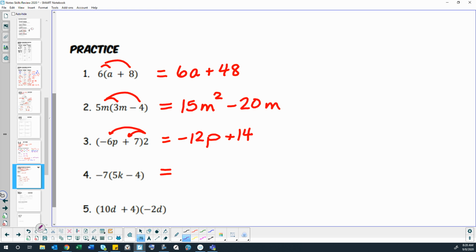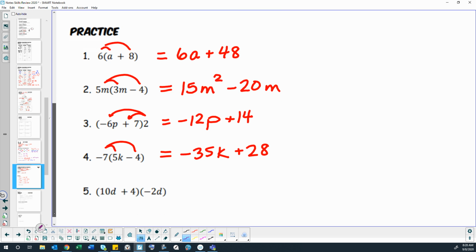Okay, let's check this one. So negative 7 times 5k and times negative 4. So that gives us a negative 35k and a positive 28. So negative 7 times 5 is negative 35, but 5 has k, so we write that down. And negative 7 times negative 4 is positive 28.